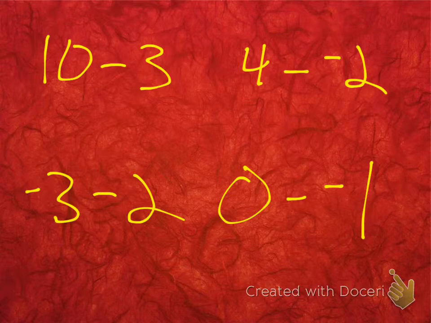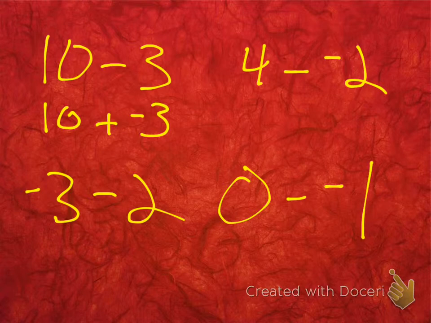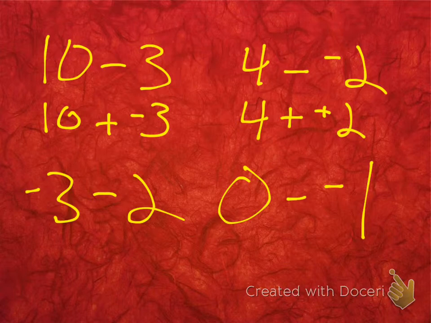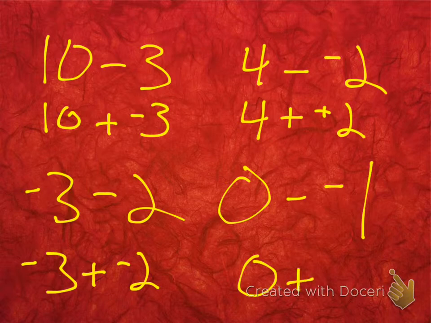Instead of 10 minus 3, I want 10 plus a negative 3. Alright, so here I'll even do it underneath. That becomes 10 plus a negative 3. 4 minus a negative 2 becomes 4 plus a positive 2. Negative 3 minus 2 becomes negative 3 plus a negative 2. 0 minus negative 1 becomes 0 plus a positive 1. Does everybody see how that works?